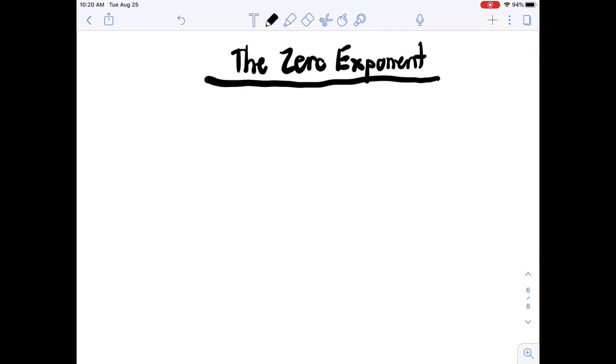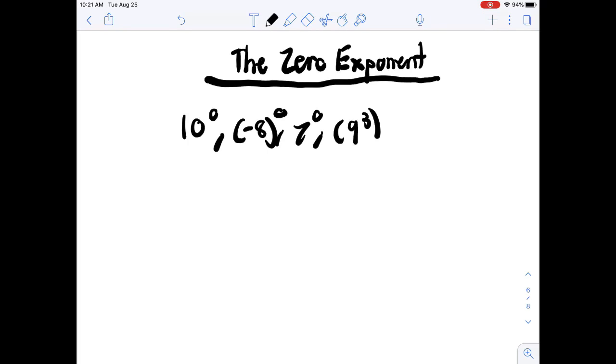So now we know all 5 exponent rules. Now I want to point out the 0 exponent. This states that any base with an exponent of 0 is equal to 1. So examples of this: 10 to the power of 0, negative 8 to the power of 0, with a bracket around the negative 8, 7 to the power of 0, 9 to the power of 3 to the power of 0, because we multiply them and we get 0.